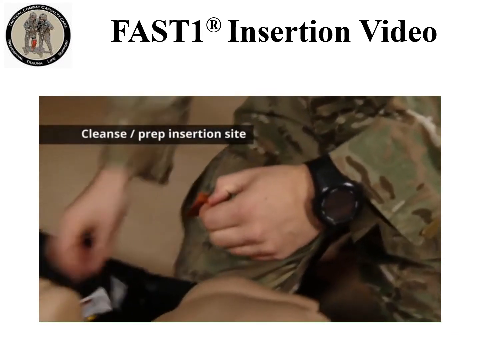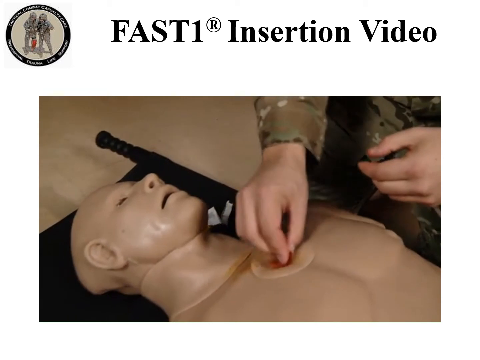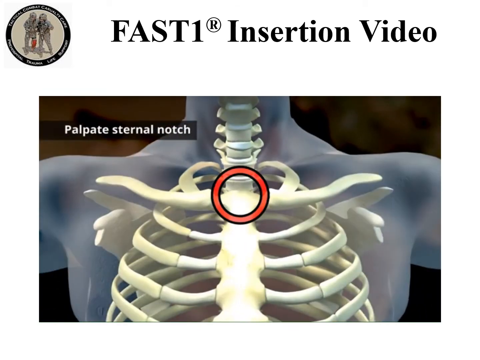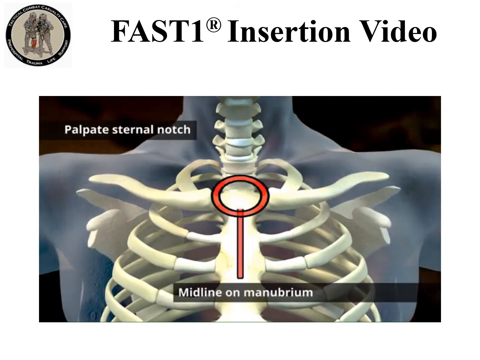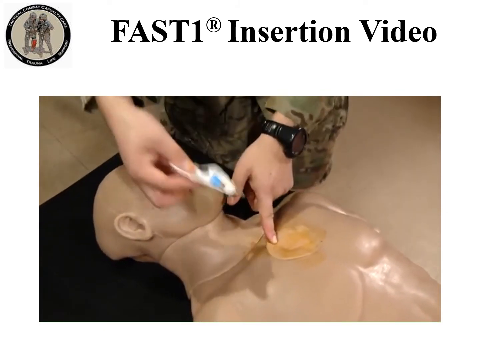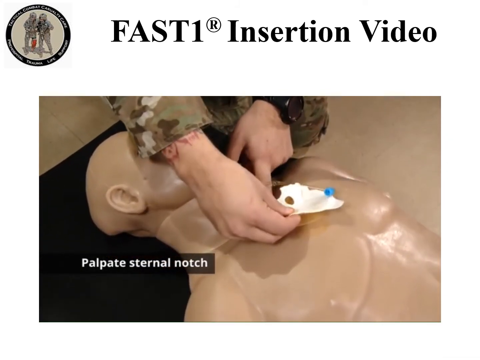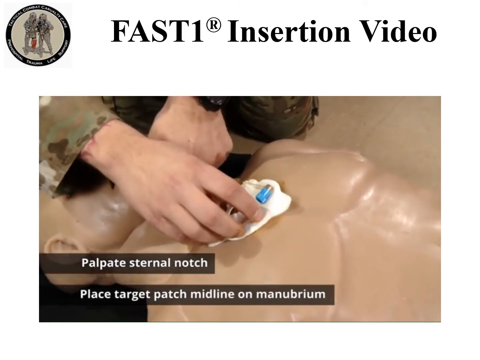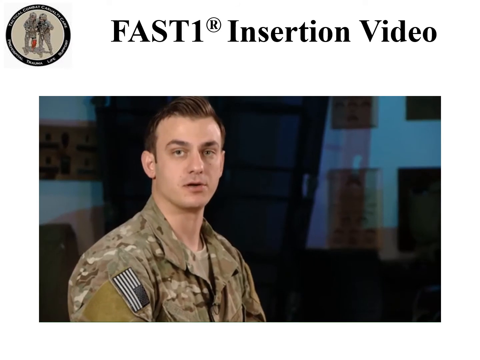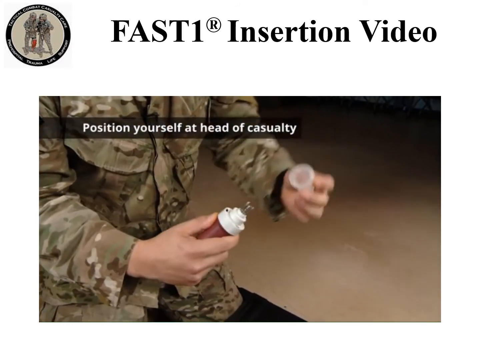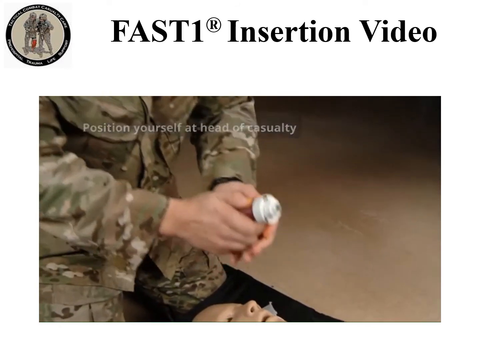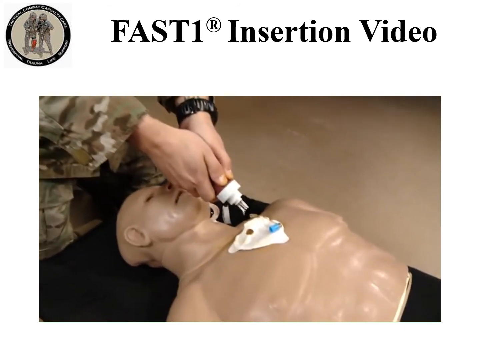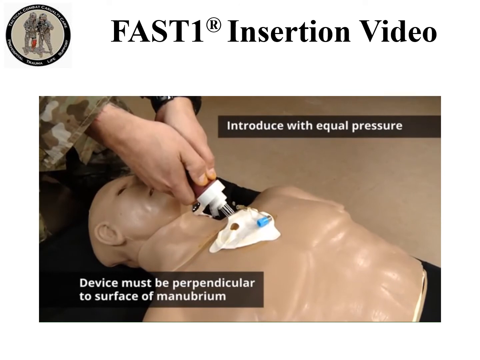Next, we are going to cleanse our site. After cleansing the site, we can locate our site by palpating the sternal notch midline on the manubrium. With non-dominant index finger, we are going to palpate the sternal notch and place our target patch midline on the manubrium. After securing your sternal IO device, positioning ourselves at the head of the casualty, secure the IO device in both hands, aim it over the target zone, and be sure to introduce with equal pressure.